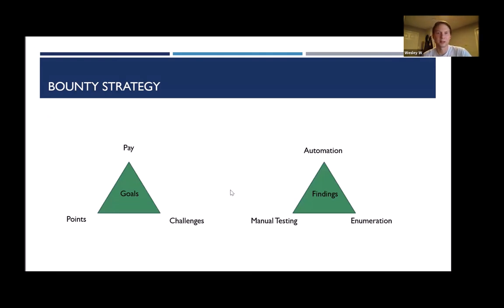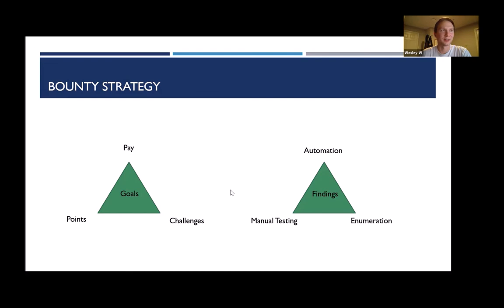Is there any questions, or should I talk a little bit about some of these strategy points? I haven't seen any new questions in the chat. Okay.